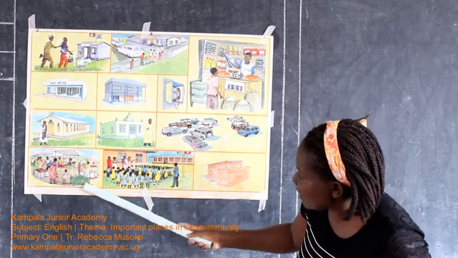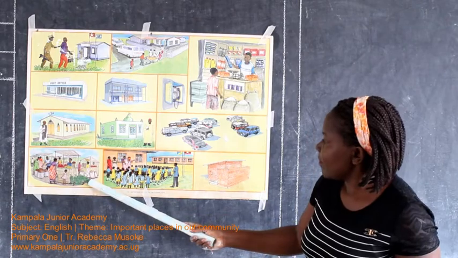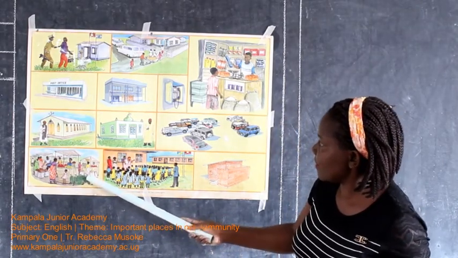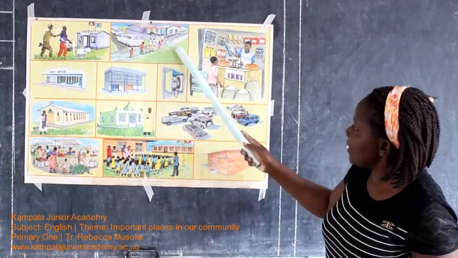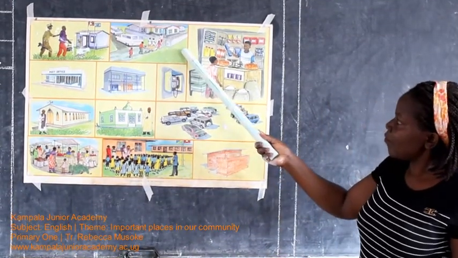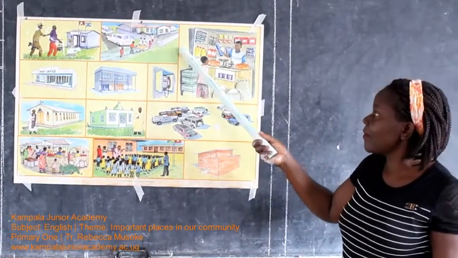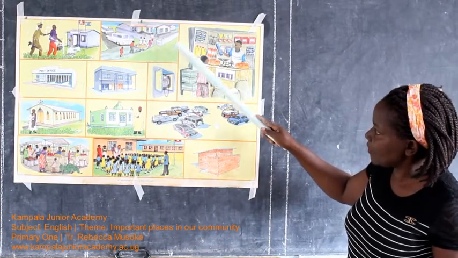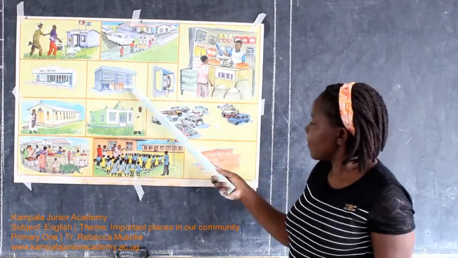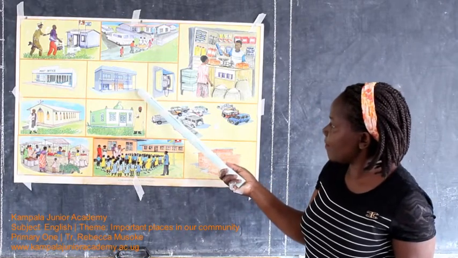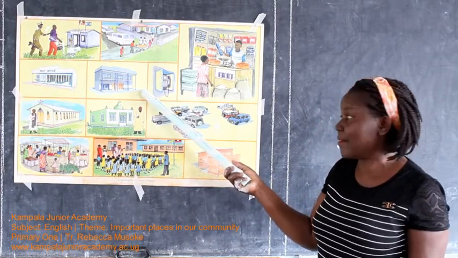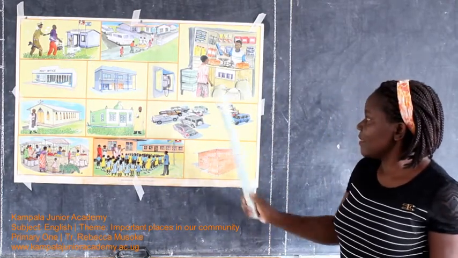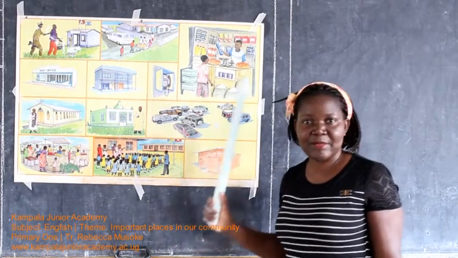When you go down here, there is a market. Who works in a market? A market vendor works in a market. When we go up here, there is a hospital. Which people work in a hospital? Doctors and nurses work in a hospital. Here we have a bank. Who works in a bank? A banker works in a bank. Okay. So this is our chart with important places.